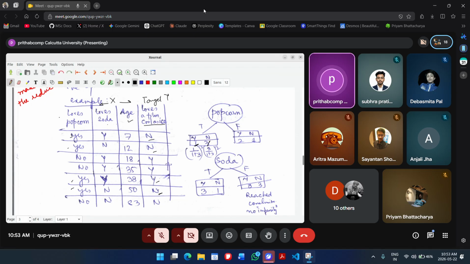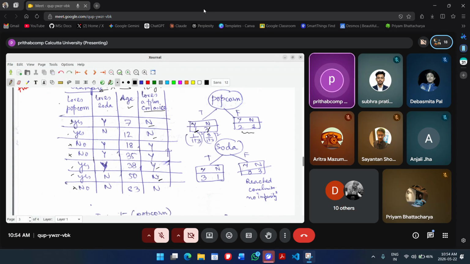If he or she does not love popcorn, then what is the situation? Here you have to look at this no, no, no. So altogether there are 3 no's. If you add this, you will get 3. And among these no's, let's do it this way, then it's easy to see. Among these, there are 2 yes and 1 no.